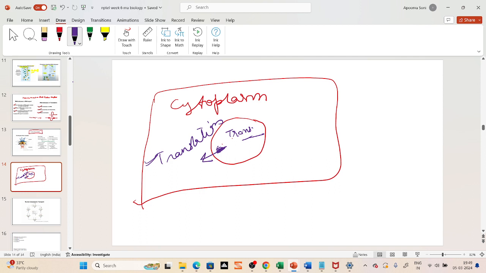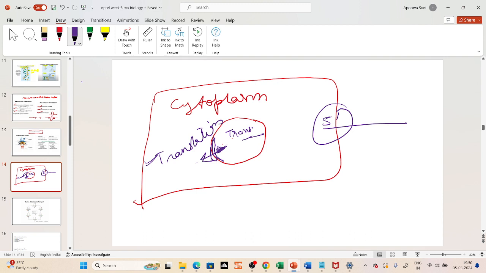We have read that RNA has a 5 prime cap, and the 5 prime cap has some signals, and those signals help in the transportation of RNA from the nucleus to the cytoplasm. We have studied this. But how will it cross the nuclear membrane? This nucleus has a nuclear membrane, no? So how can this RNA cross the nuclear membrane? That is one important question that should come into your mind.